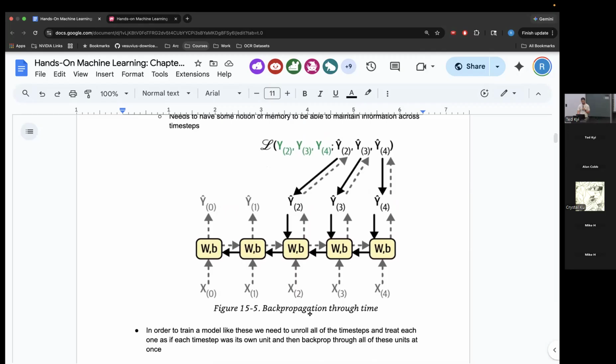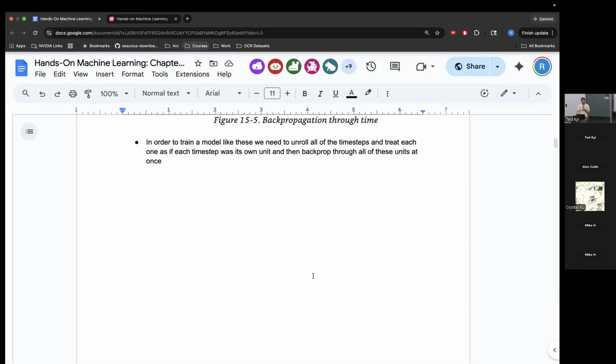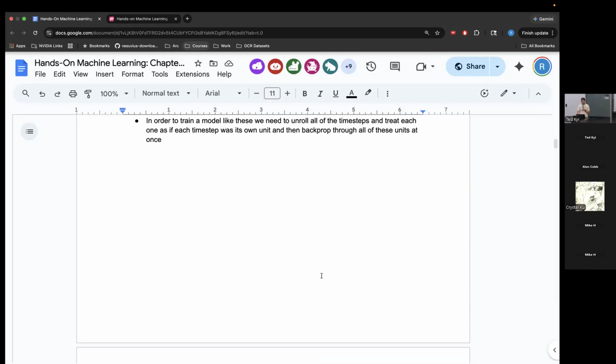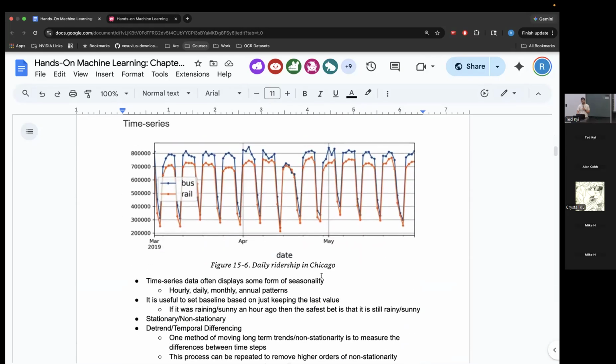And so this backpropagation through time is how you broadcast things if you don't have the full annotation of every time step. So that backprop through time is very important. It's how these things are actually trained. Without it, you couldn't train an RNN.